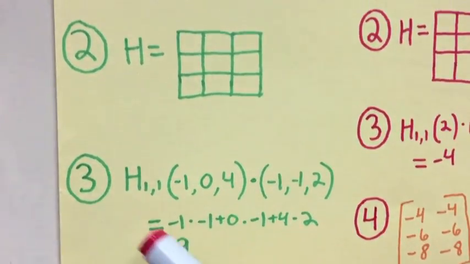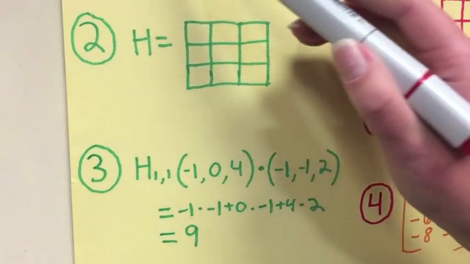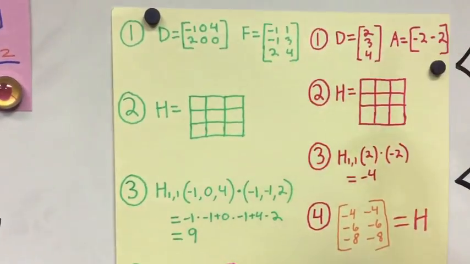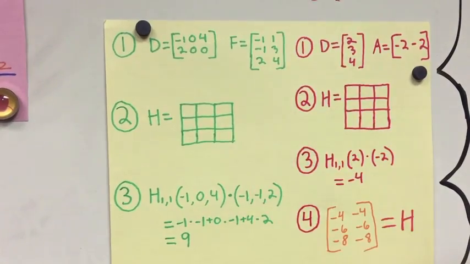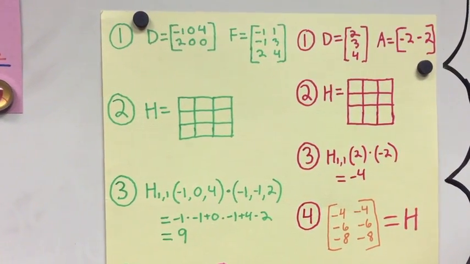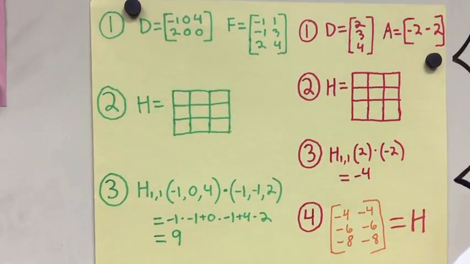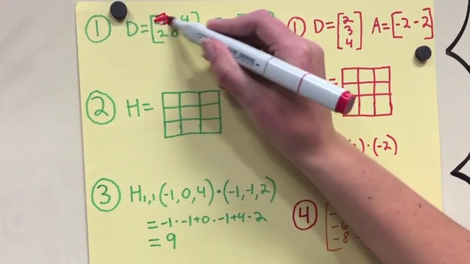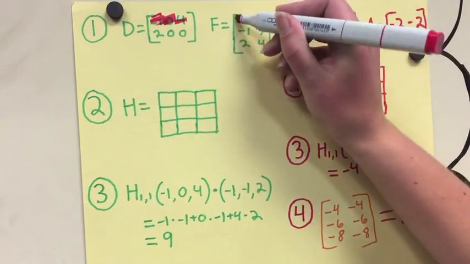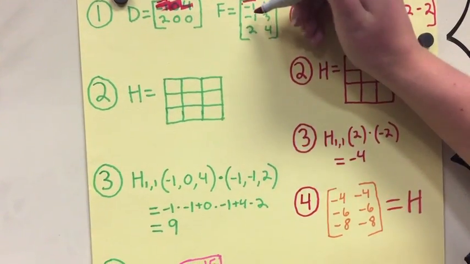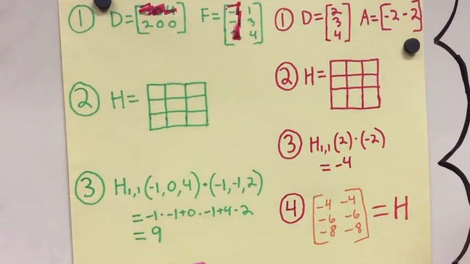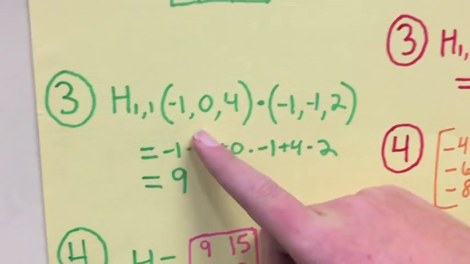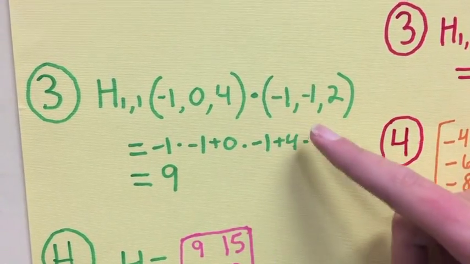Now, H11 would be the first row across in D, and the first column in F. So how we're going to find this is we're going to need -1, 0, 4, and -1, -1, 2. We'll put them down here in our problem, and we'll have -1, 0, 4 times -1, -1, 2.